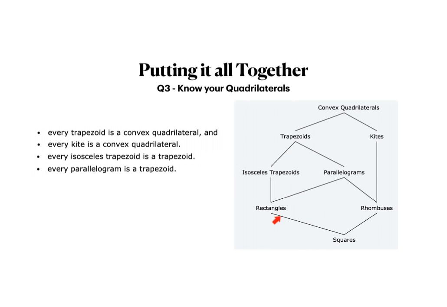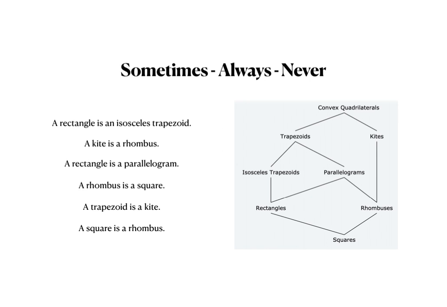And now looking at this diagram, I'm going to give you some sometimes, always, never questions, and I want you to think about it. So here I have 6 statements that I want you to answer as sometimes true, always true, or never true. I want you to pause your video and answer. When you're ready for the answers, press play.